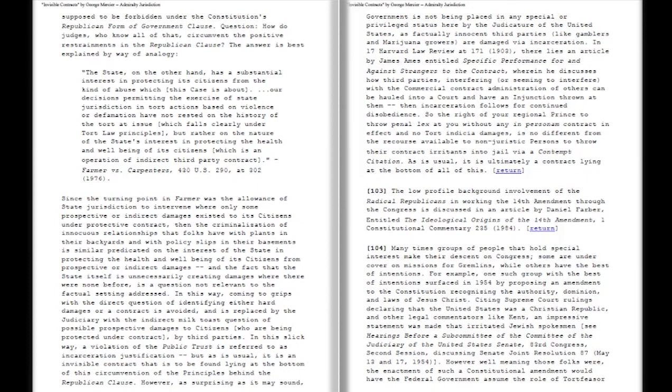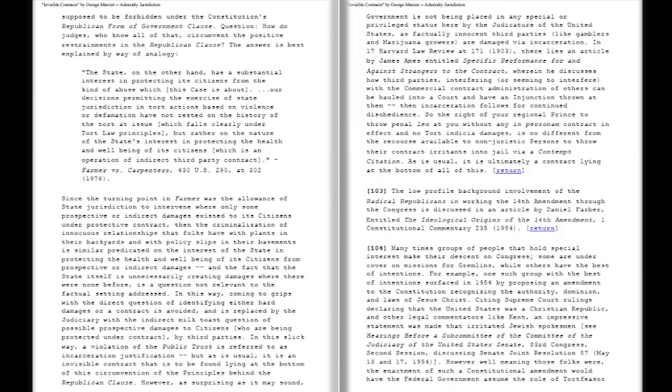Return. 104. Many times groups of people that hold special interest make their dissent on Congress. Some are under cover on missions for gremlins, while others have the best of intentions. For example, one such group with the best of intentions surfaced in 1954 by proposing an amendment to the Constitution recognizing the authority, dominion, and laws of Jesus Christ, citing Supreme Court rulings, declaring that the United States was a Christian republic, and other legal commentators like Kant. An impressive statement was made that irritated Jewish spokesmen.